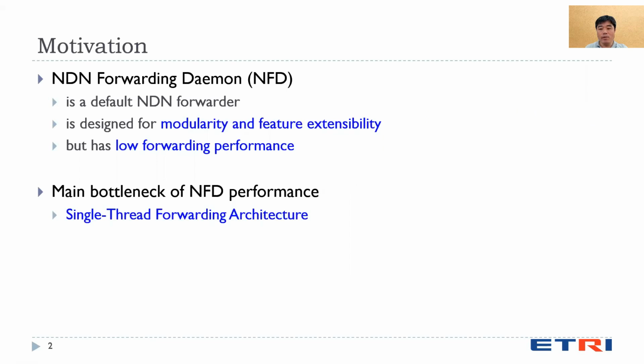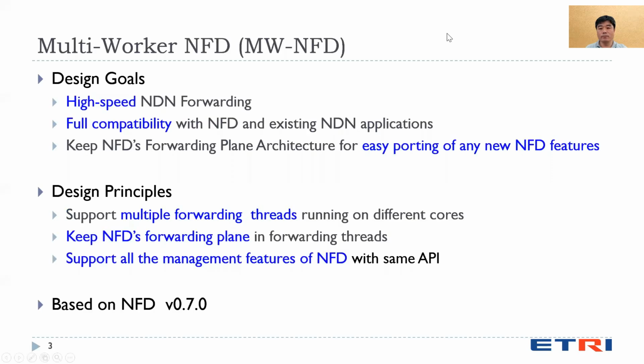The NFD is the default NDN forwarder in most NDN research. It is designed for modularity and feature extensibility, but shows quite low forwarding performance. So we analyzed the NFD code and did performance profiling with the Intel VTune profiler and identified that the main bottleneck of NFD performance is its single-threaded forwarding architecture. NFD only uses a single core for forwarding, even in multi-core CPU systems.